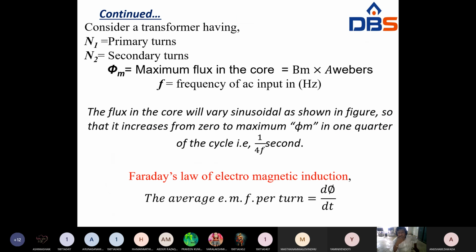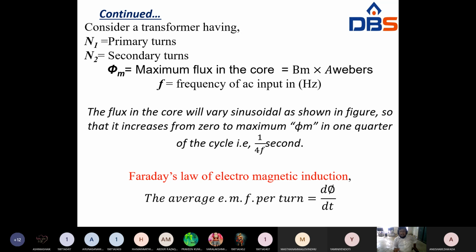And let us consider as usual. N1 is equal to primary number of turns, N2 equal to secondary number of turns. Phi m is equal to maximum flux in the core, that is flux is equal to B into A, right? Flux density is nothing but the ratio of flux to the area surrounded by it. So Bm is equal to phi m by A, otherwise phi m is equal to Bm into A Webers. F is equal to frequency, right?